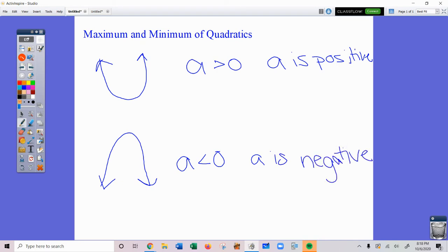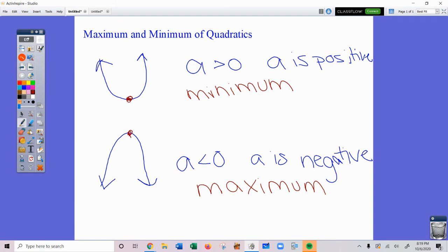Now, when the parabola is opening upwards, not only do we know that a is greater than 0, and so a is positive, we also can tell by looking at this graph that we have this low point. It continues going up to the left, it continues going up to the right, but we have this low point. That low point here is a minimum. Whereas if our parabola opens the other direction, here we have a high point. And so if our parabola opens this direction, we call it a maximum.